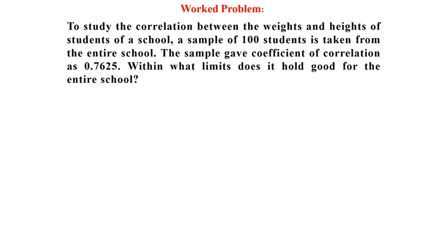Out of so many students in a school, only a sample of 100 students has been taken, and to correlate between the weights and heights of those 100 students, the correlation has been computed. It gave 0.7625, that is a high degree of positive correlation between height and weights of the students of a school. So this 0.7625 has been applied to the whole school, as there is high degree positive correlation between weights and heights of all the students in the school, depending upon a sample of 100 students only.